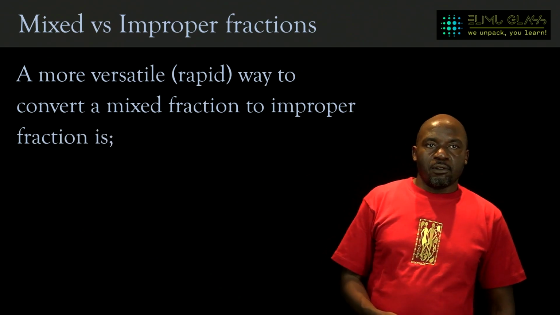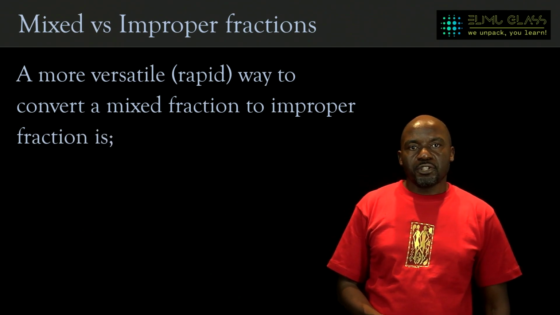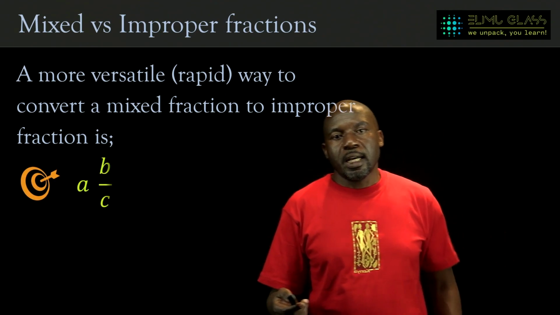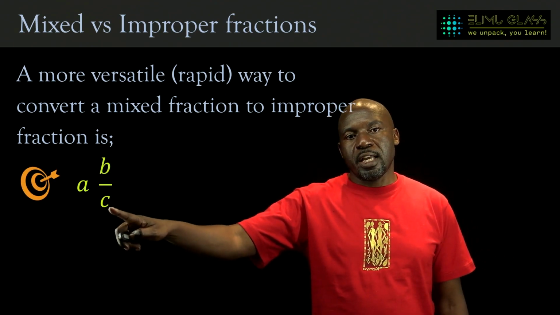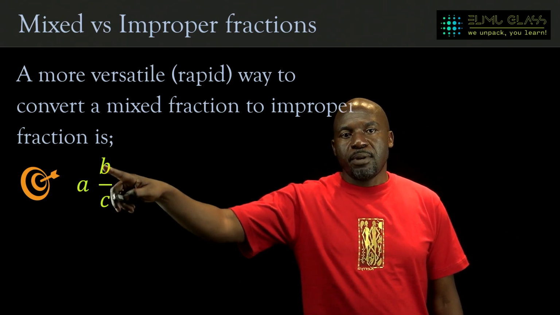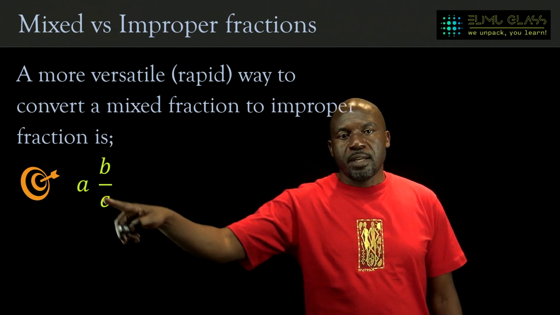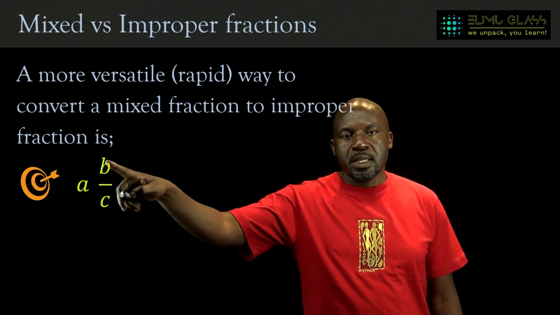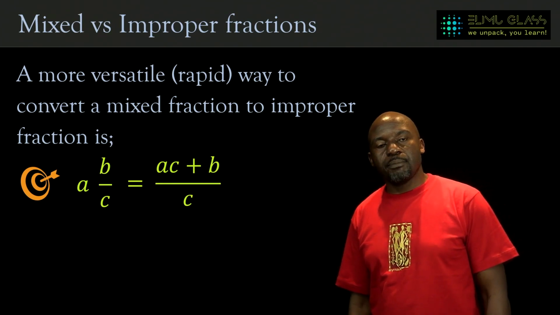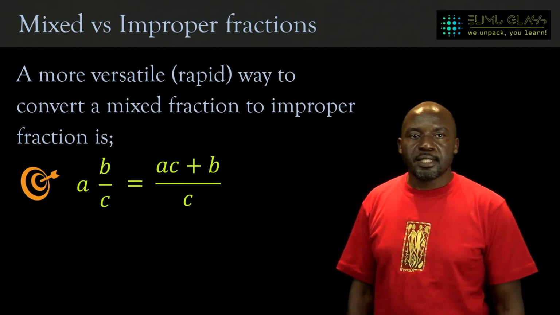A more versatile or rapid way to convert a mixed fraction to an improper fraction is just what I've just said. That is, if we have this, we say C times A, so that is AC plus B. So we multiply those two, then we add B, and everything we get we divide by C. Okay, so write it as AC plus B over C.